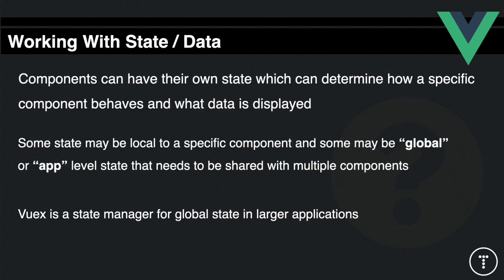So like I said, components can have data or state associated with them, which will determine how specific components behave and what data is displayed. So data can be local to a component, or it can be global or app level, where it's shared with multiple components. And there's different ways to handle app level state. If you have a lot of app level state or data, you might want to use something like Vuex, which is a state manager that is similar to Redux. So if you have a large application where you have maybe products, categories, users, and a bunch of different resources, you probably want to use something like Vuex.